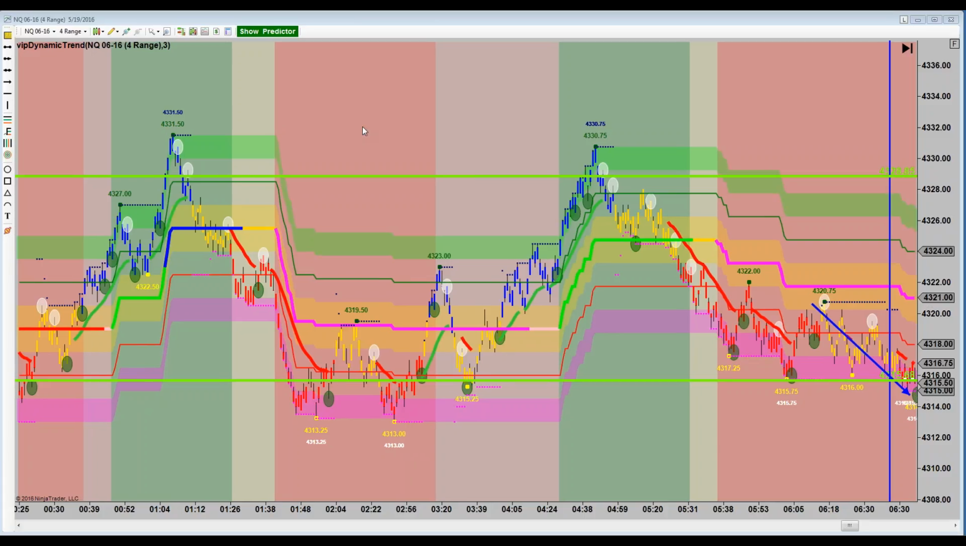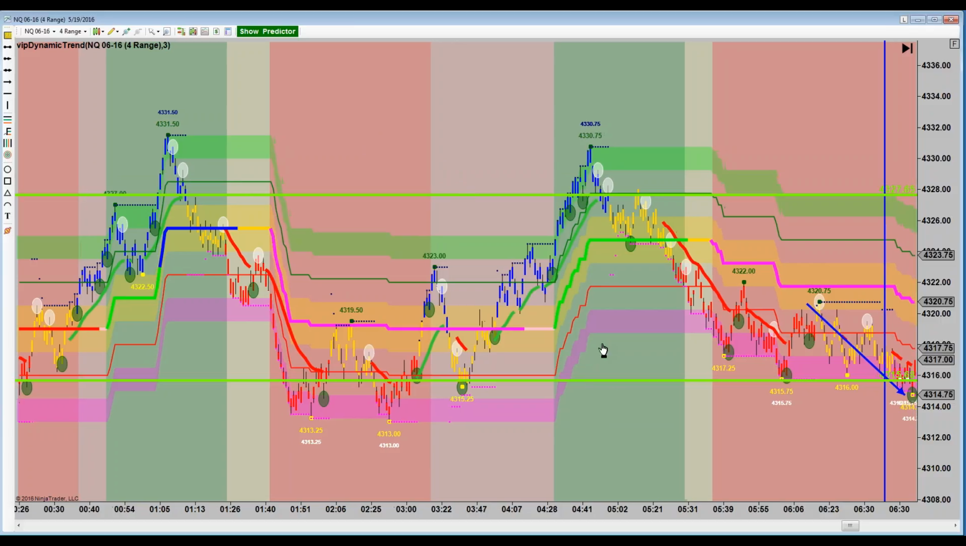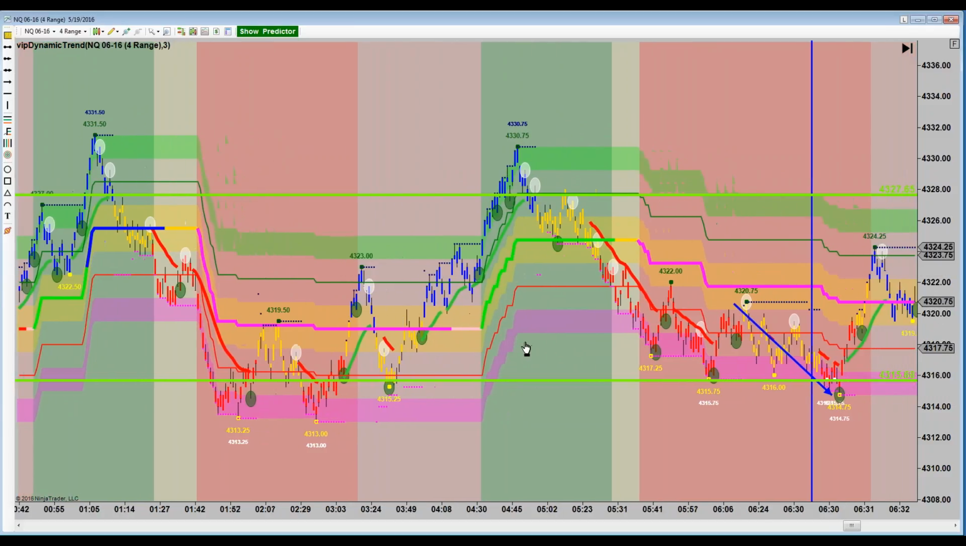Let me go ahead and advance the chart a little bit. I'm going to do it in like 10, 15 minute increments, and I'm going to talk a little bit about how we can manage this. Okay, here we go. I'm going to do something like this. I'm going to go ahead and show it come up.